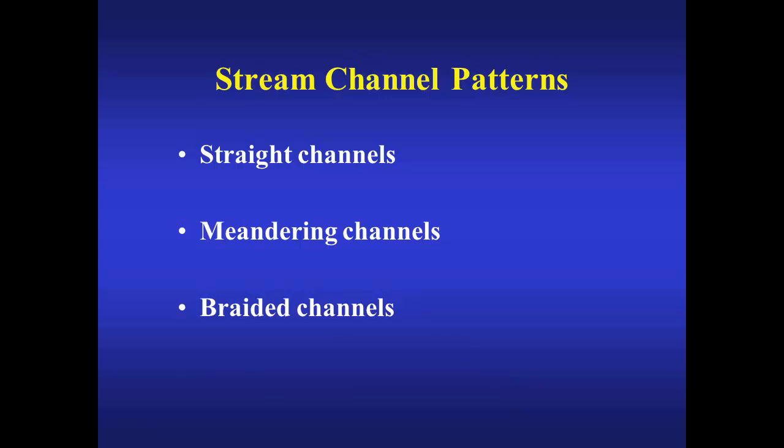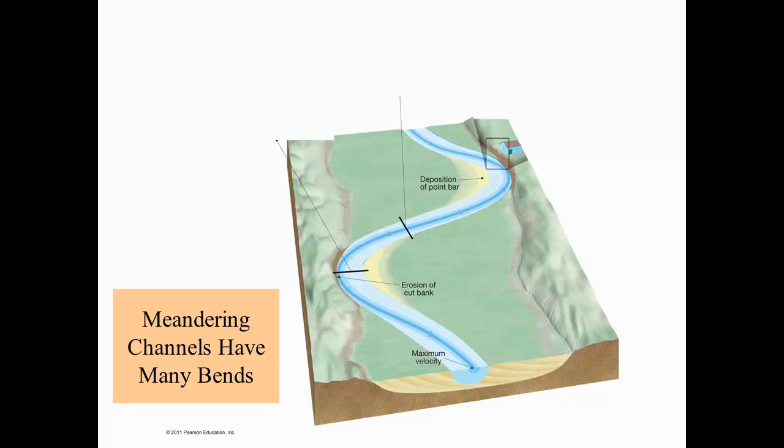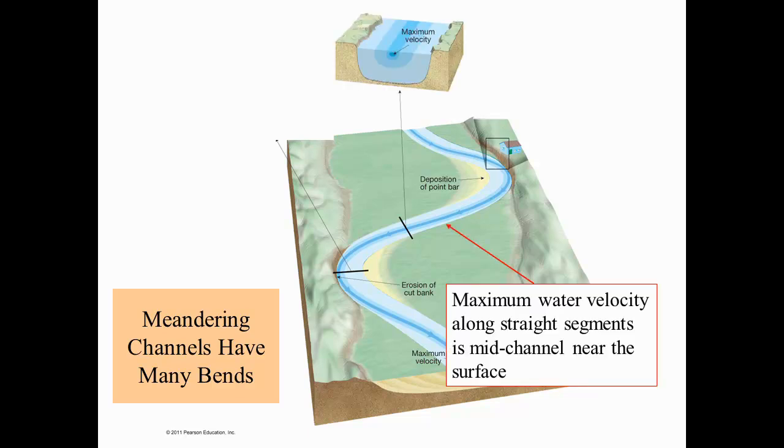Okay, let's continue on with running water and look at stream channel patterns, which include straight channels, meandering channels, and braided channels. Meandering channels have many bends, and if we look at the straight segment, we find that the maximum water velocity is mid-channel near the surface, as shown in this little figure on top.